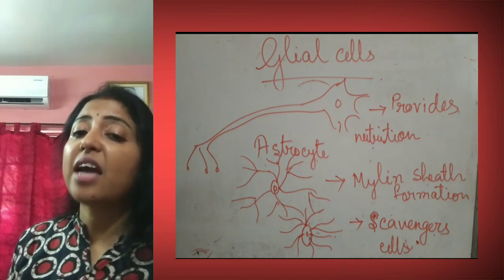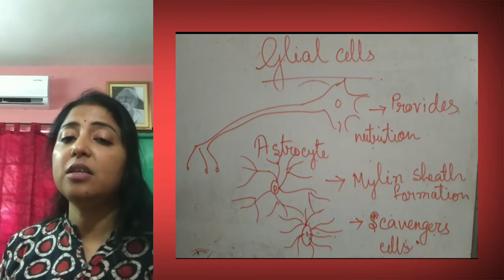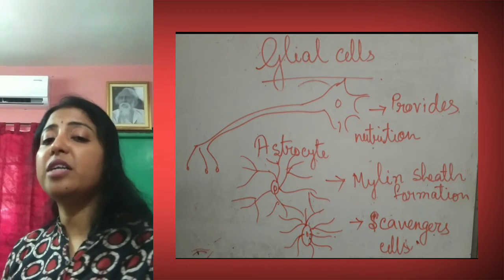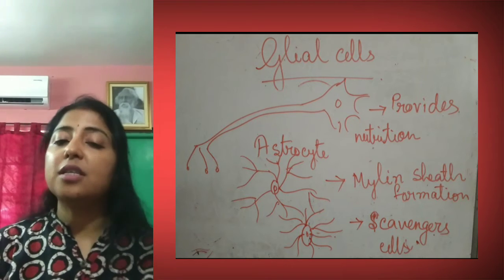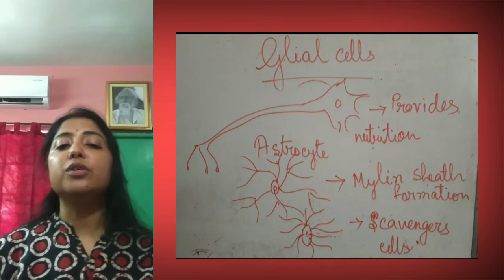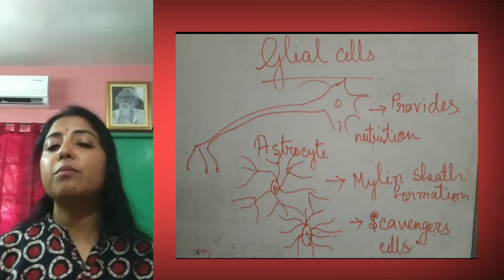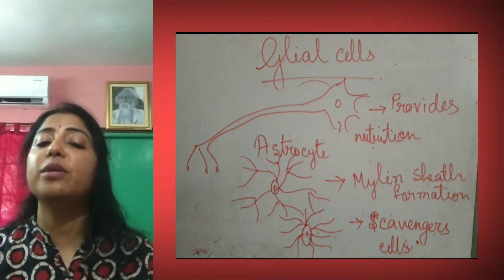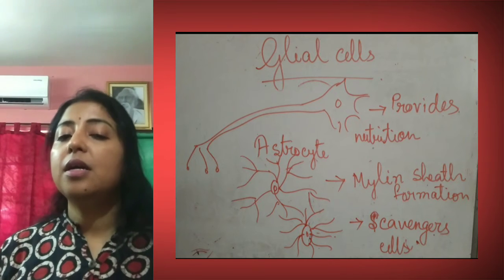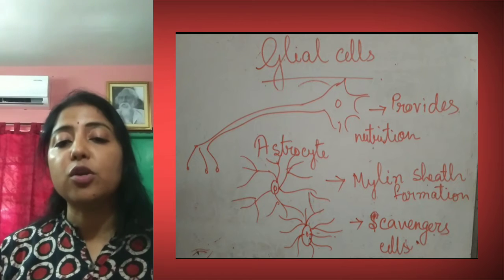And the third one is microglia. It is also known as scavenger cell. What is the function of a scavenger? They just clean the space by removing any dead materials or waste products. So the same functions are performed by microglial cells. They are involved in removing any kind of waste product by the process of phagocytosis, by forming phagosomes. Okay, that's why it is also known as scavenger cell. Clear?